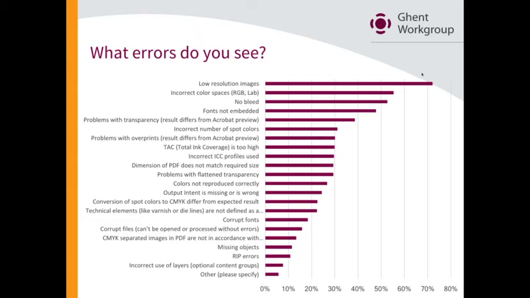The only thing you can do is go back to the customer and say, we need a file with higher resolution images, or simply print the lower res image that was supplied by your client. The same in a way with no bleed. There is technology to create bleed, but in many cases you will have to go back to the customer. The same with fonts not embedded. Yes, you can embed fonts, but in most cases it's not a smart idea to do so. So a lot of these problems that score very high are also problems that are relatively difficult to fix.